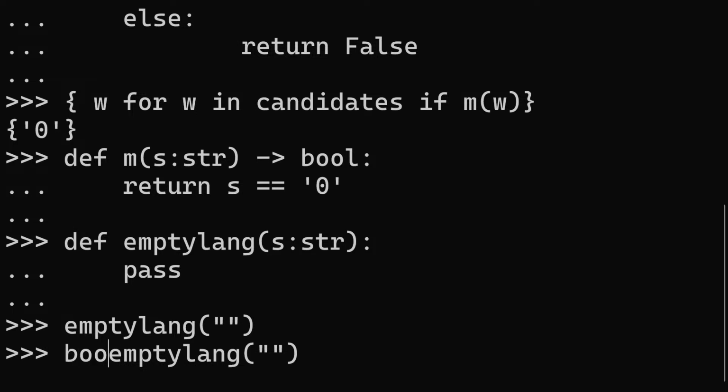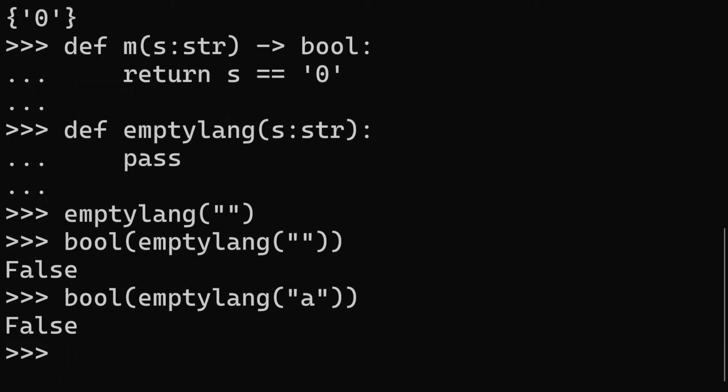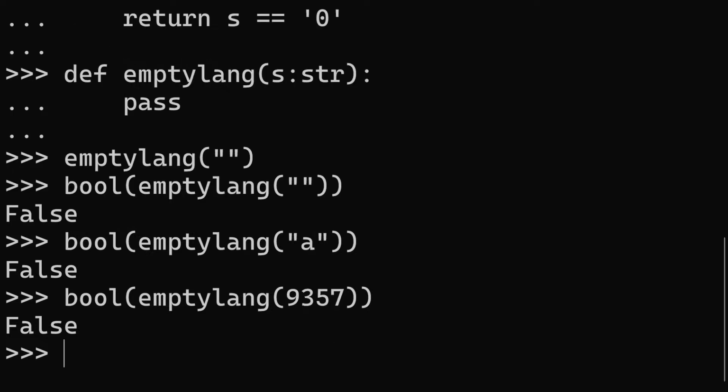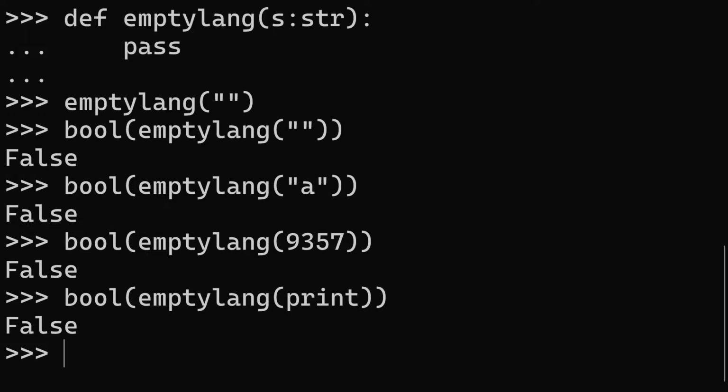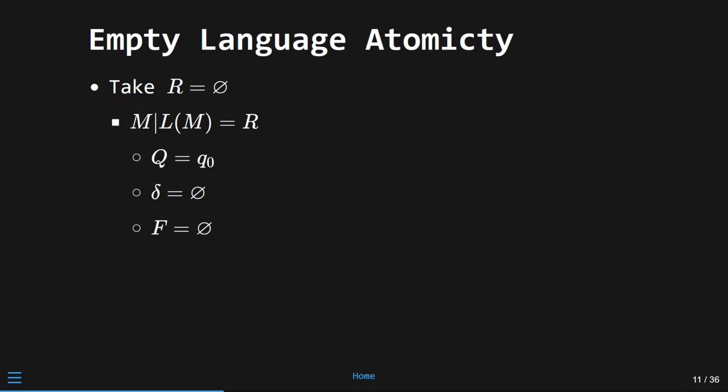Let's look at the Boolean value of this. Might as well be false, right? False. I don't have to put a language in here. Put in numbers. I can put in another function. No matter what, we're just getting false. We're not getting true back. Right? Okay.